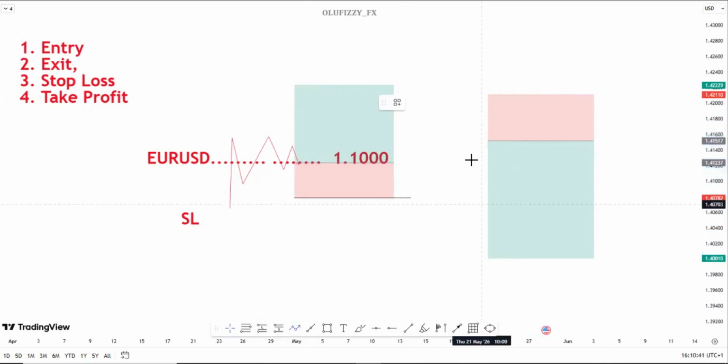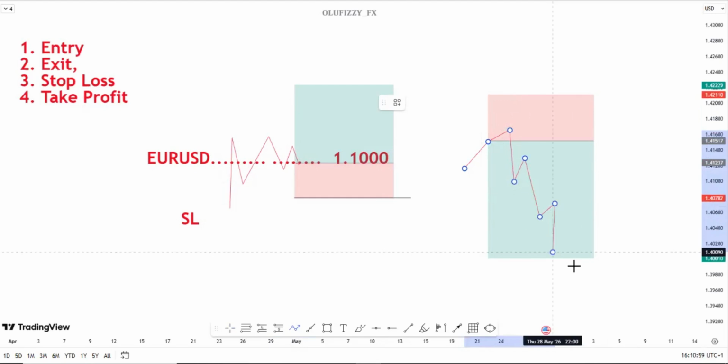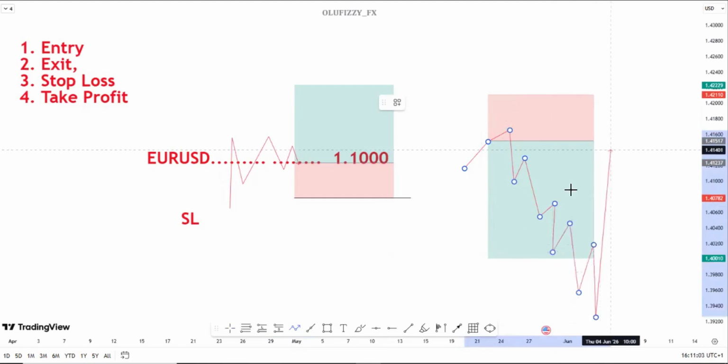So now you already know that this level here is your entry, where you entered from. You have your take profit set and your stop loss set. Anytime price comes to your take profit, your trade is going to be closed automatically. Price may continue going to the downside or maybe even reverse, but your trade is going to be closed once price hits your take profit.